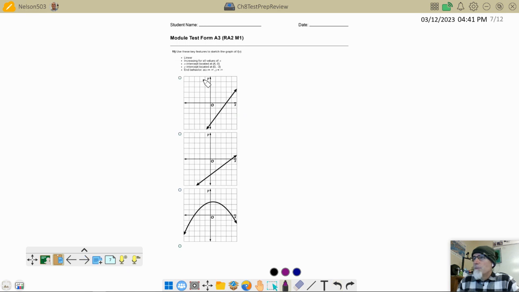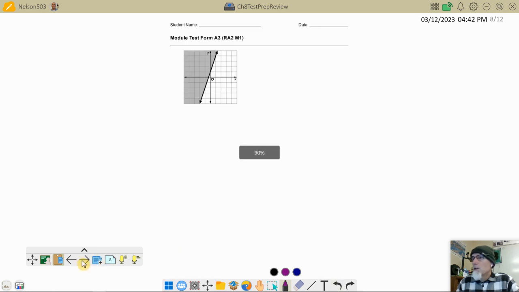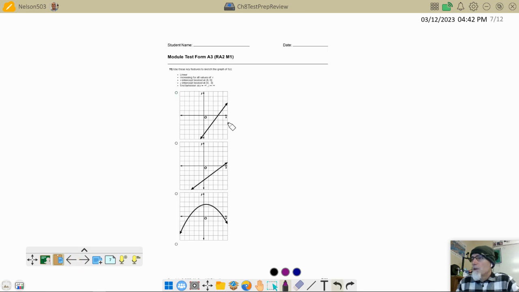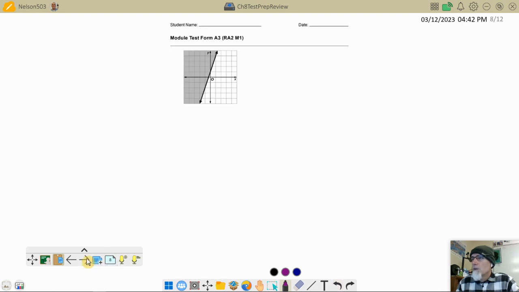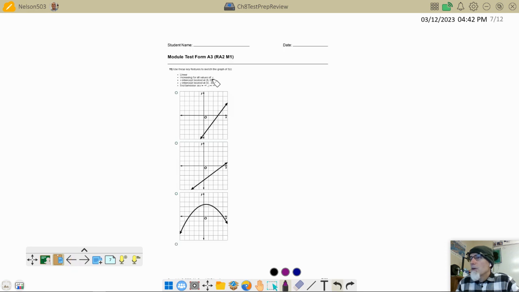On number 11, it says use the key features to sketch the graph. It's linear. Okay, linear. Oh, shoot. I got to look at my next slide, I think, to find the next one. Linear. Okay. And then it says increasing for all values of x. This one's an inequality, though. So how are we going to justify it not being an inequality?